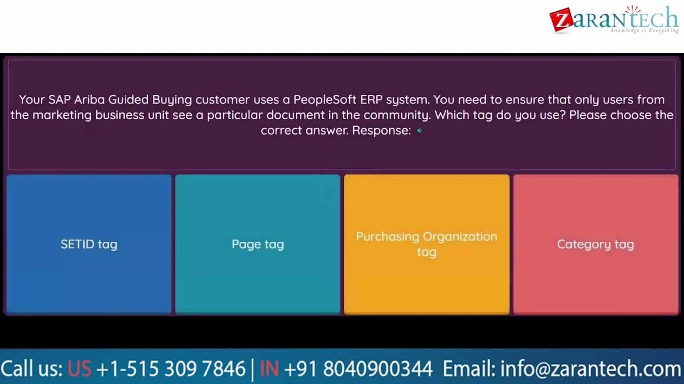Question: your SAP Ariba guided buying customer uses a PeopleSoft ERP system. You need to ensure that only users from the marketing business unit see a particular document in the community. Which tag do you use? Please choose the correct answer. Response: Option 1, commodity tag. Option 2, page tag. Option 3, purchasing organization tag. Option 4, category tag.